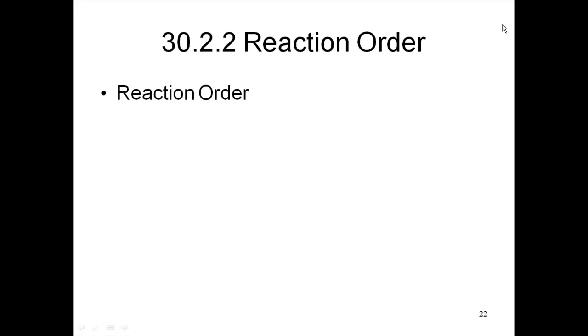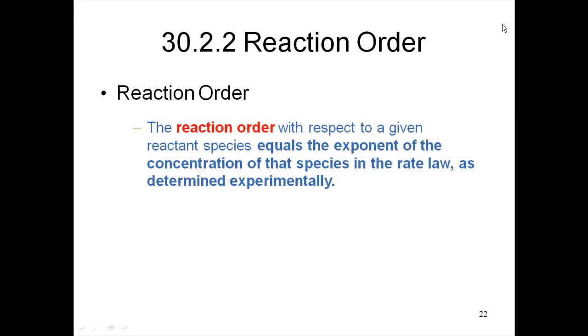So let's define reaction order. The reaction order with respect to a given reactant species equals the exponent of the concentration of that species in the rate law as determined experimentally. Going back to our example, that 1 for the NO2 that I said was a linear reaction, and that F2, that was to the first power. Those are the orders of the reactants. For NO2 it's an order of 1, for F2 it's an order of 1. Now typically we do not put the 1; it's understood that if there's no exponent, it's a power of 1.